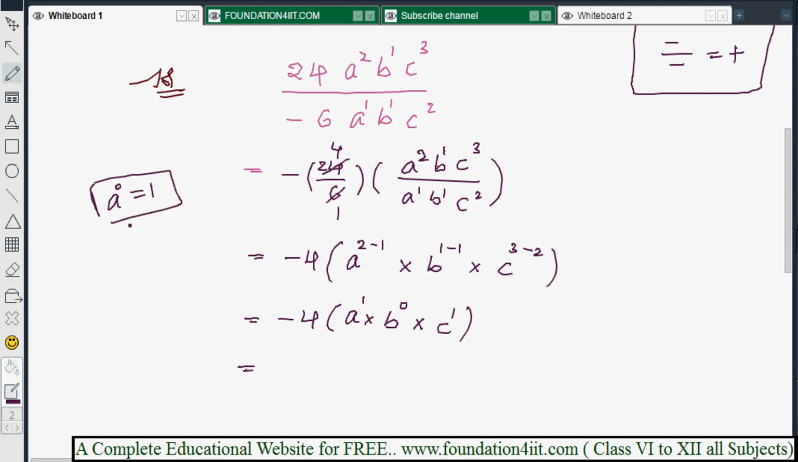By the formula, b to the power 0 is also 1. Any number to the power 0 has value 1. So minus 4, a power 1 means a, this is 1, c power 1 is c. So finally we can write minus 4ac. Minus 4ac is the solution for this. Any divisions can be given. Let me explain one more example of this division.